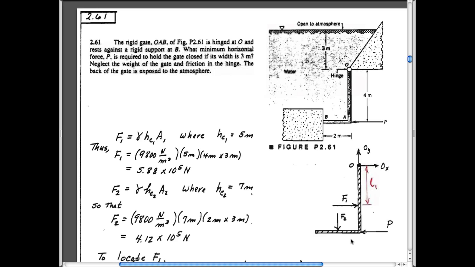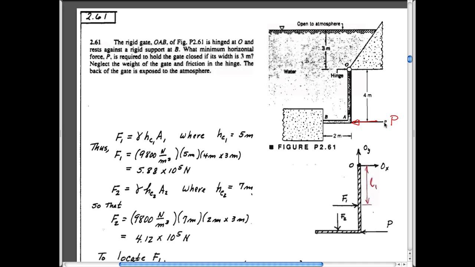Okay. So, very similar question. A bit contrived. You have a gate here, you have water on the left-hand side. The question is, what is the magnitude of this force, P, that you have to apply to be able to keep that gate shut? How would you go about doing it?